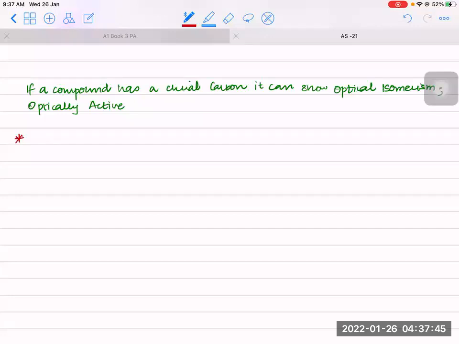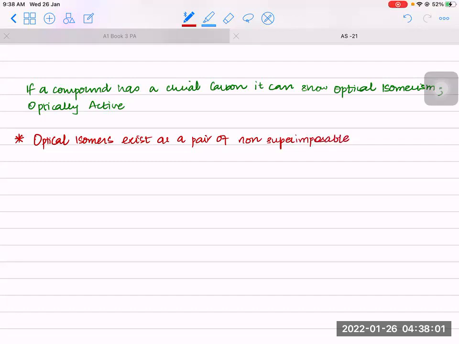So what are optical isomers? Optical isomers exist as a pair of non-superimposable mirror images of each other. So they are non-superimposable mirror images of each other.